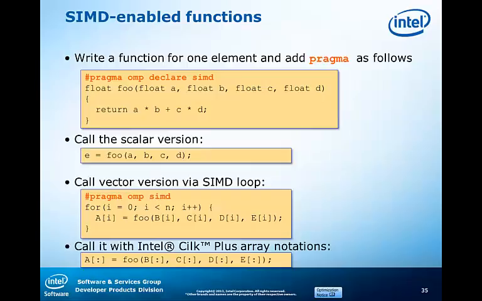For IA, we'd like a version of foo that works well on SIMD vectors. SIMD-enabled functions are the Intel compiler's mechanism to get that to happen. We see three usage examples here. Two of them will call the vectorized foo, while one calls a scalar version of foo.